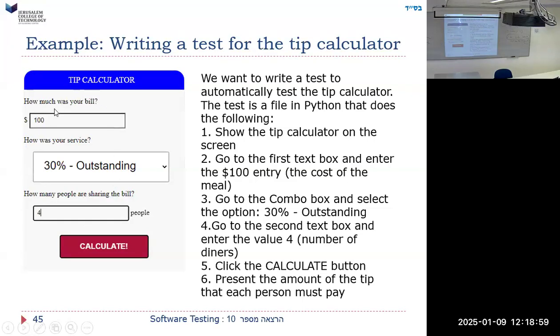Test writing. So here's our calculator. This is like a website that just does calculating tips. You put in the amount, how you rate the service is 30%, how many people there are, and then what should it give me? It should be 30% of 100, which is 30, divided by 4, 7.5.